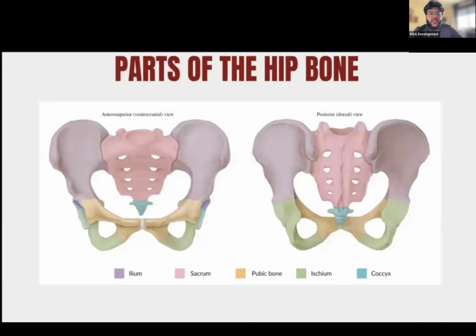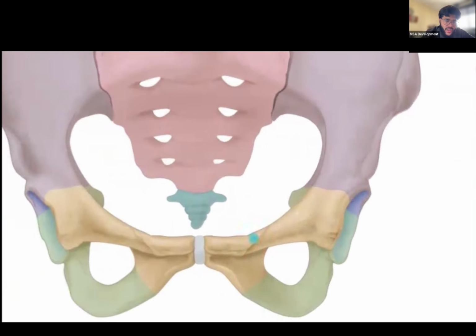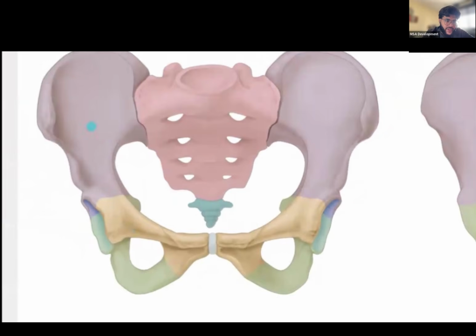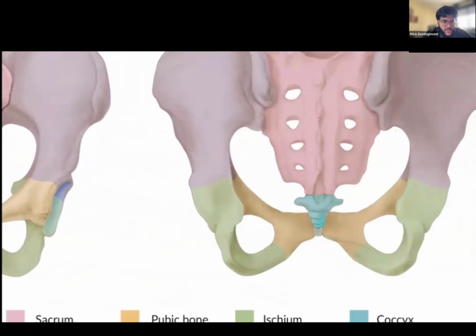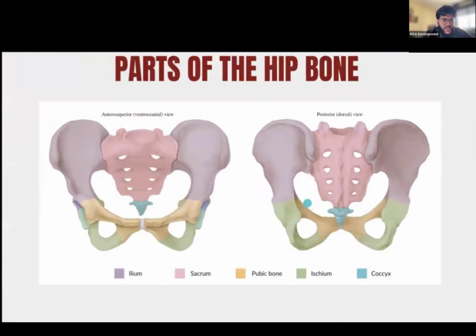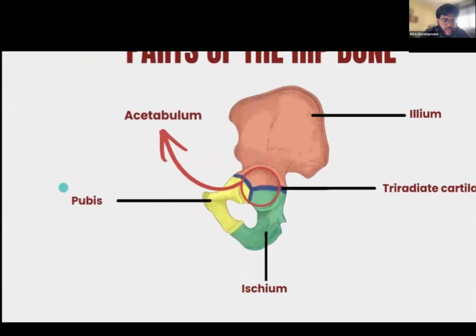Now let's talk about the parts of the hip bone itself real quick. The hip bone is made up of a couple of things. So you have your ilium, this is your ilium. Then you have your sacrum, this is your sacrum. You have your pubic bone right here. You have your ischium right here. And from behind, you can see your coccyx right here. These are the bony parts of your hip bone. So the hip bone is made up of the ilium, the pubis, and the ischium.